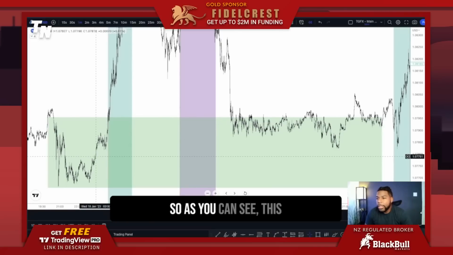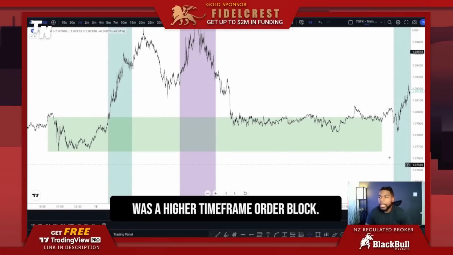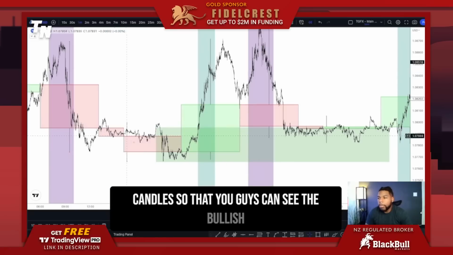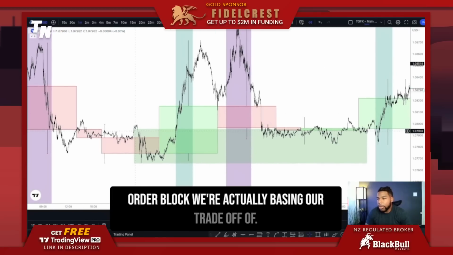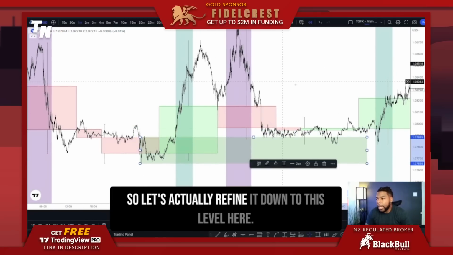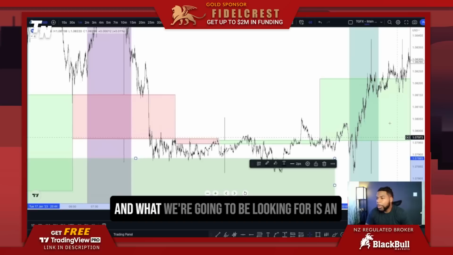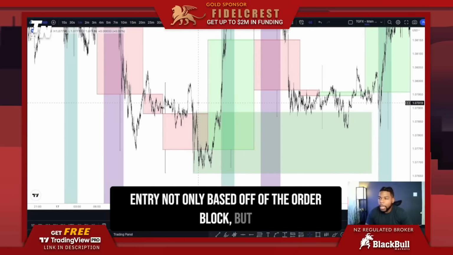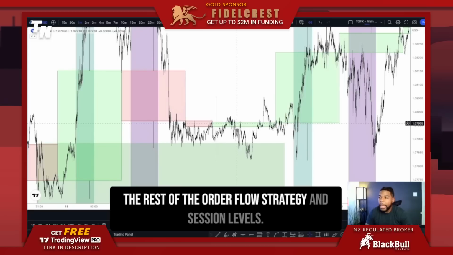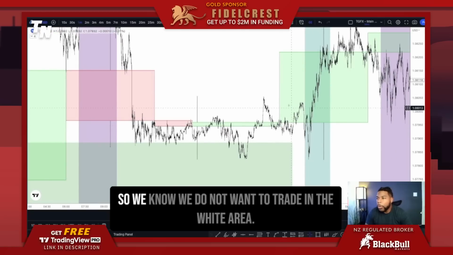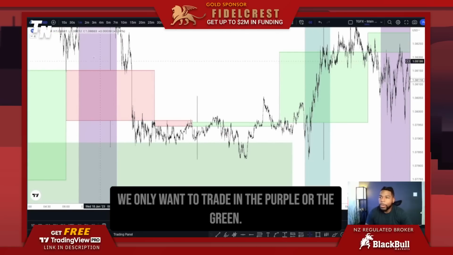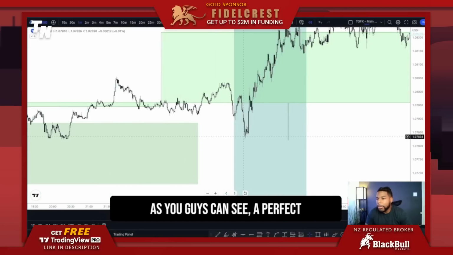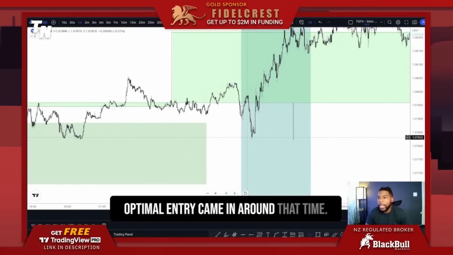All right, guys, so as you can see, this was a higher time frame order block. And what I'll do is I'll turn on MTF candles so that you guys can see the bullish order block we're actually basing our trade off of. So let's actually refine it down to this level here. And what we're gonna be looking for is an entry not only based off of the order block, but the rest of the order flow strategy and session levels. So we know we do not want to trade in the white area. We only want to trade in the purple or the green. And as you guys can see, a perfect optimal entry came in around that time.